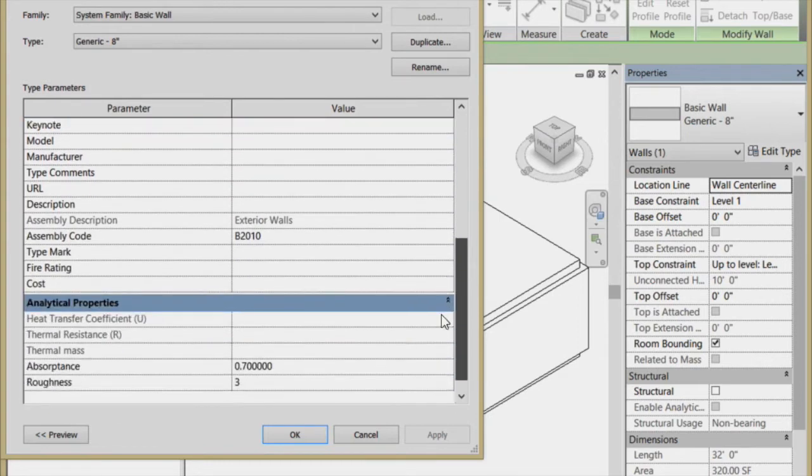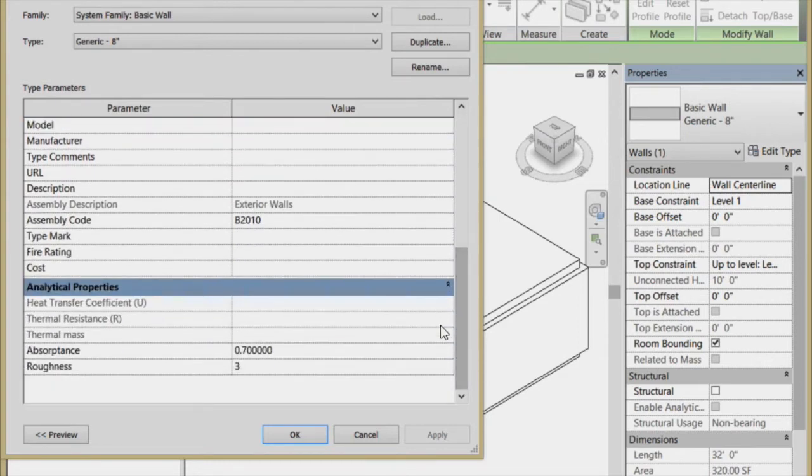And what's going on in here? There are some properties about the absorbance, the roughness, the heat transfer coefficient, or thermal resistance. Right now, those are going to hang around blank. The reason they're blank is it's a generic wall. We don't really have any specific materials associated with it. Okay? But let's go ahead and change that.